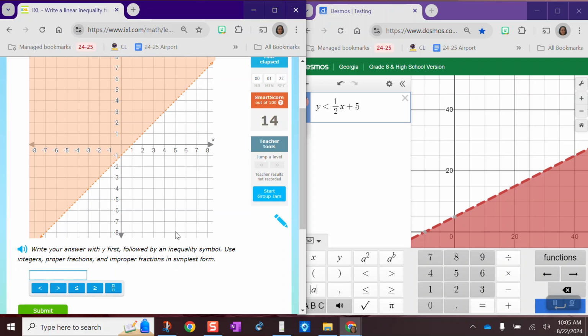There's no fear. All right, this one, once again, is going to be your basic structure, y equals mx plus b. You see how it's shaded above? Yes, Miss Medina, I do see it. So it's going to be greater than. It's dashed, so it's regular greater than. My y-intercept is -1.